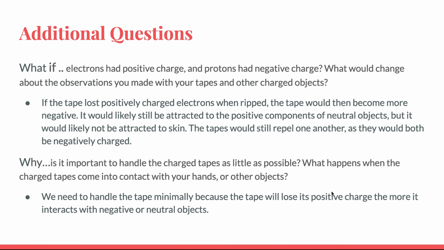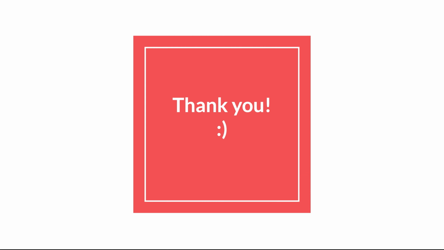If electrons had a positive charge, then the tape would become more negative after it was ripped. It would likely still be attracted to the positive components of neutral objects, but it would likely not be attracted to skin since, again, it's negatively charged. The tapes would still repel each other since they would both be negatively charged. And it's important to handle the tape minimally because the tape will lose its positive charge the more it interacts with negative and neutral objects. And thank you.